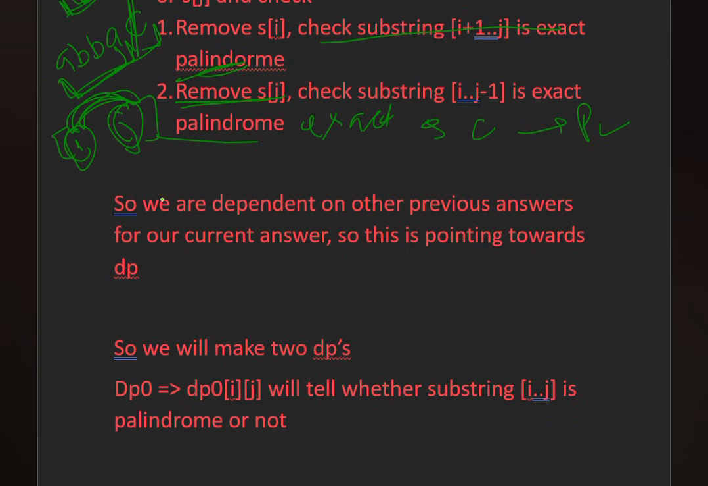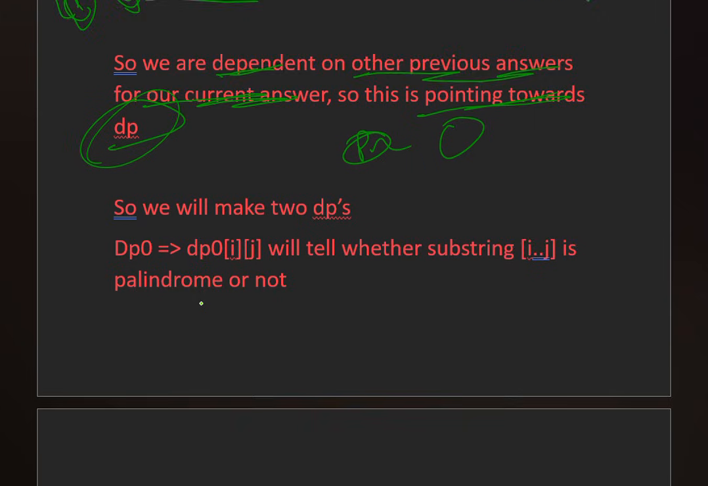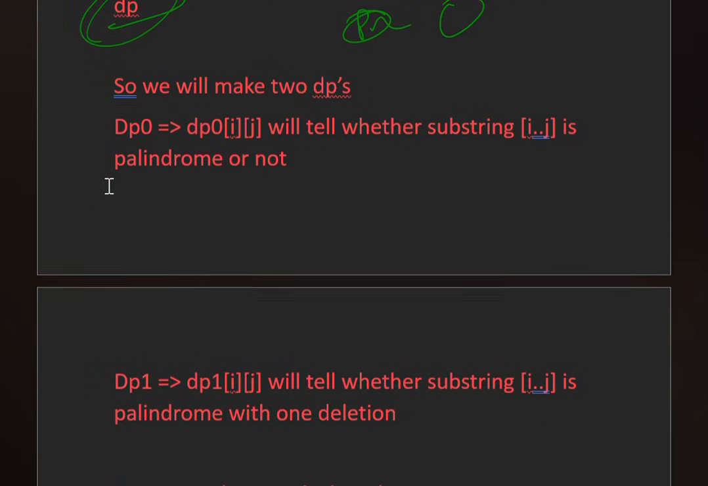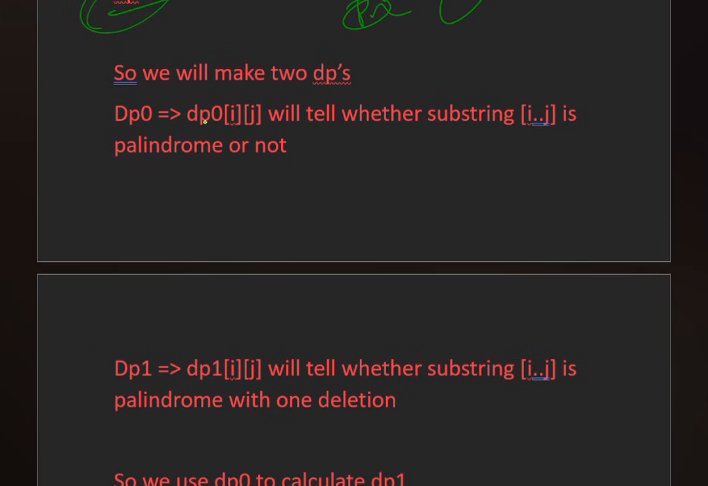So if you have noticed, for finding our current answer, we are dependent on our previous answers. So it is pointing towards DP. So how will we be implementing DP here? What we do is we will make two different DPs. One is DP of 0.